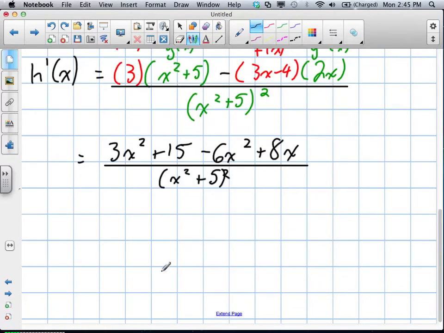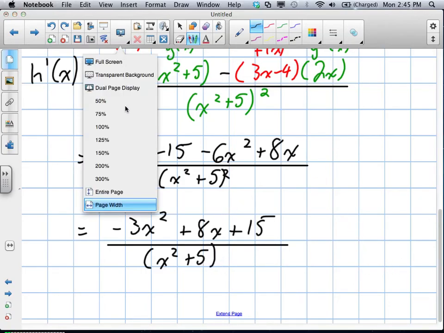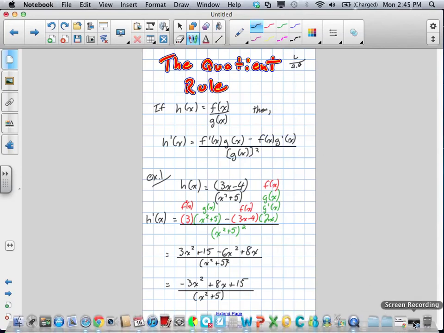We're going to collect our like terms. 3x squared minus 6x squared gives us a negative 3x squared, plus 8x plus 15, all divided by x squared plus 5, squared. And that's it. That's our simplified version of this question. We've now used the quotient rule in an example.